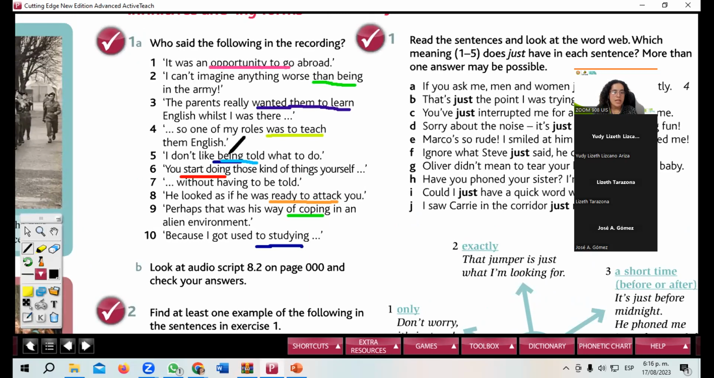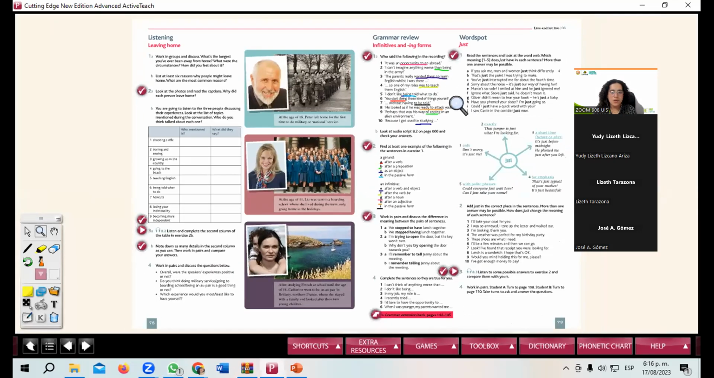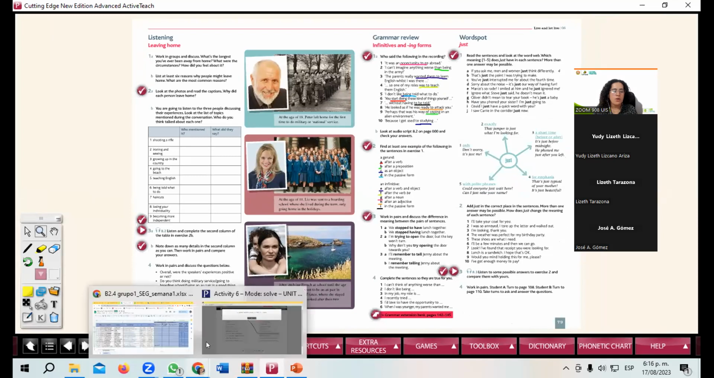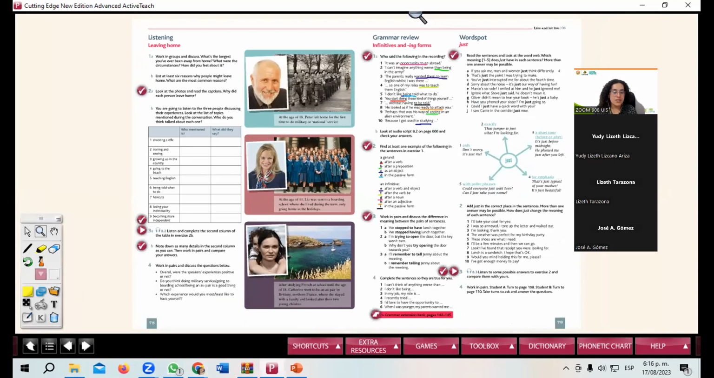Number 7. Without having to be told, okay? Without having to be told. Yes, it's number 7. So this is the passive voice. Remember, verb to be plus the verb in participle form, to be told. All right? Excellent, guys. Good. So I see you had most of the answers. Very well done. Now, to do a little more practice about this topic, we're going to complete an activity in groups.